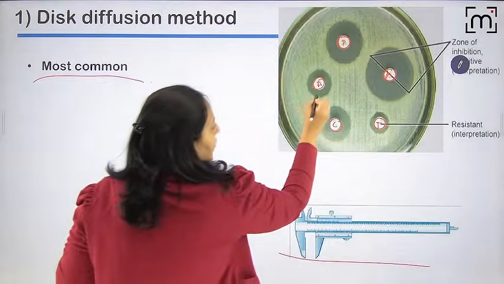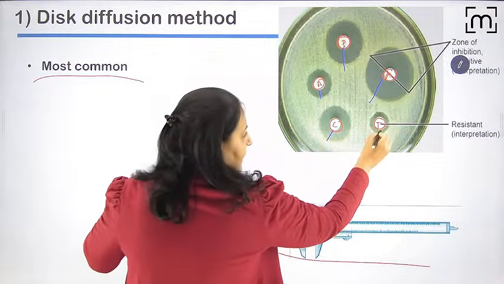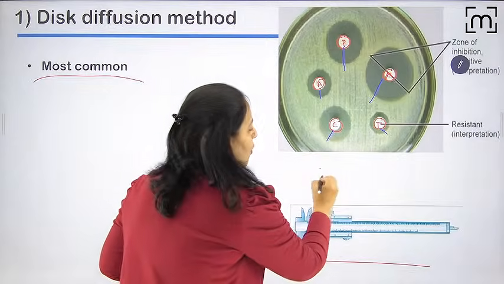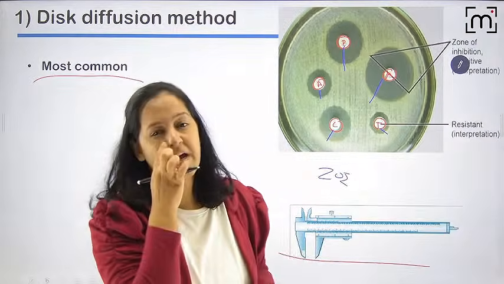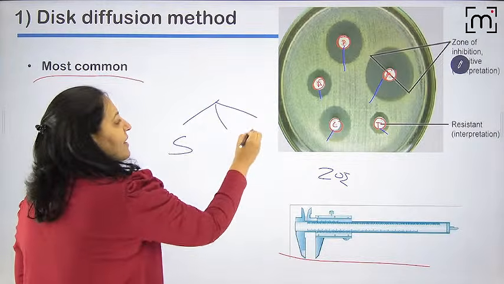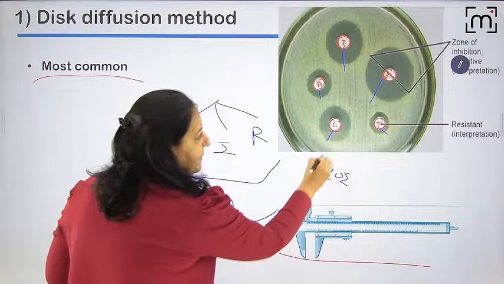Here the ZOI is very small. Here it is big. Here it is very big. Here it is moderate. Here it is almost zero. So based on the ZOI, the zone of inhibition, I will decide whether the antibiotic is susceptible, resistant or intermediate, based on the millimeters. How many millimeters is the ZOI?